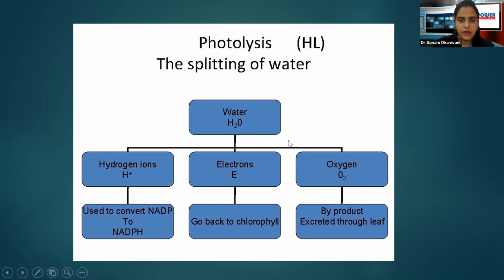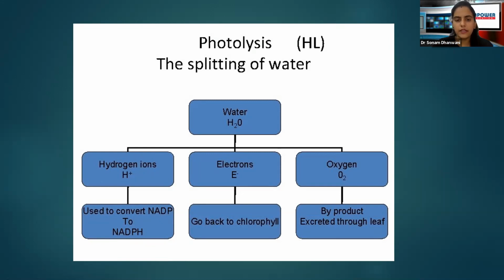Okay, here you will see that this is the splitting of water. ये यहाँ पे hydrogen ions है. These hydrogen ions are used to convert NADP, that is what I said, nicotinamide diphosphate, to nicotinamide diphosphate with the hydrogen ion. ठीक है, so NADPH. So here what is happening is phosphorylation is happening. A phosphate group is being added, so phosphorylation is happening.